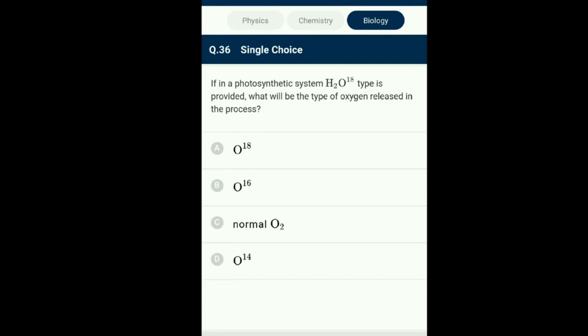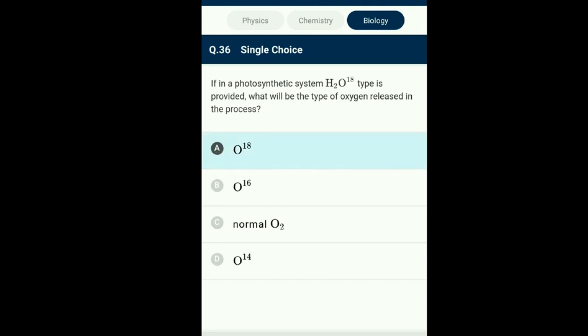If in a photosynthetic system H2O-18 type is provided, what will be the type of oxygen released in the process? Photosynthesis is the process of converting light to chemical energy and using that to produce glucose. In the general photosynthetic system, if H2O-18 type is provided, O-18 will be the type of oxygen released during this process. So the answer for this question is option A.